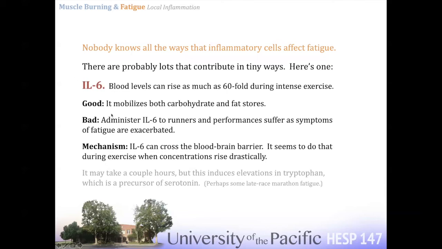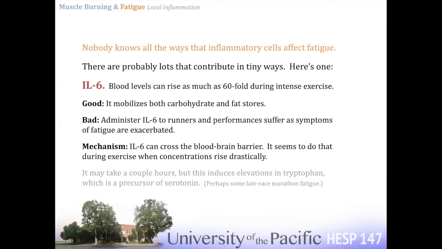Now, you can just administer IL-6. You can just give runners IL-6 and watch their performance get bad, right? So we see fatigue, just like with hydrogen ions, just like with reactive oxygen species, inflammatory mediators. It's probably a lot of central fatigue, right? IL-6, this one crosses the blood-brain barrier. It's hard to know exactly how effects are manifesting.